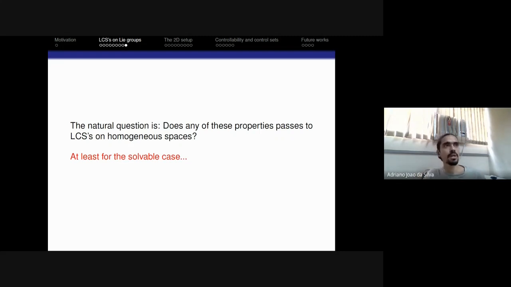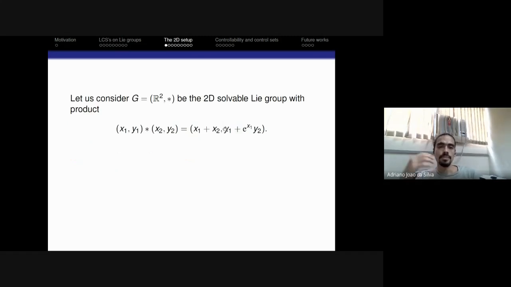And what we expected was, can we in fact get, at least in the solvable case, some of the results, for instance, uniqueness of this control set or boundedness of this control set. Boundedness would be something more like a fairy tale. We already knew that would not happen necessarily, but that was the idea, to see if some of the properties go to the homogeneous space. Okay, so, in order to do that, what we did in this work with Professor Ayala and Professor Torreblanca was basically to consider the homogeneous space of the two-dimensional solvable group.